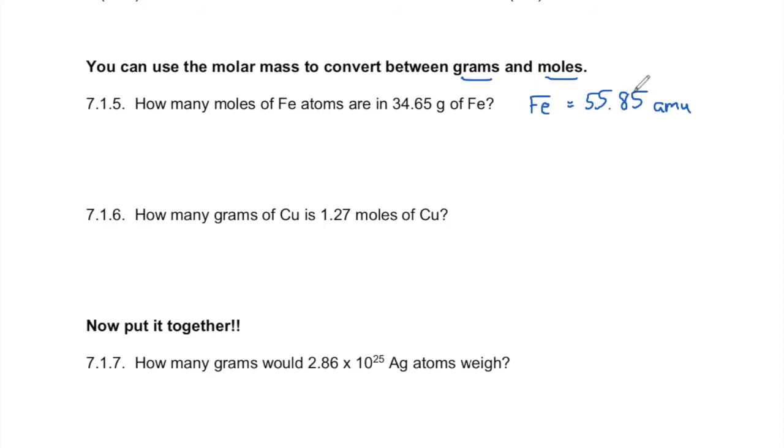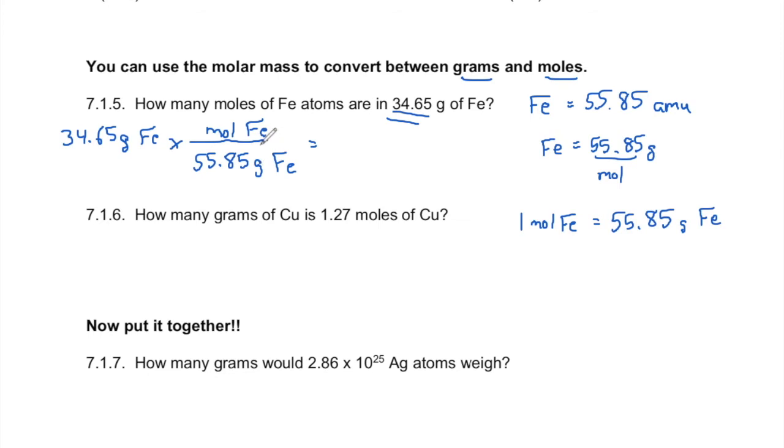Iron on the periodic table is 55.85 AMUs, the average atomic mass. And so the molar mass of iron is 55.85 grams per mole. So if you have 1 mole of iron atoms, you would have 55.85 grams of iron atoms. In this particular problem, we don't have that much. We have a little bit less than a mole of iron atoms. Let's see how many moles we have. So here is our molar mass being used as a conversion factor. We have grams on the bottom because we want to cancel the grams and we want to talk about moles.